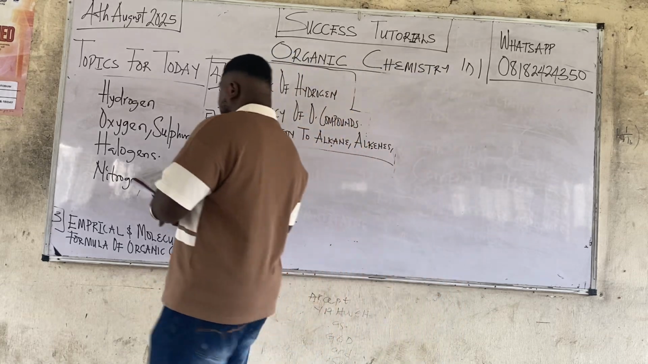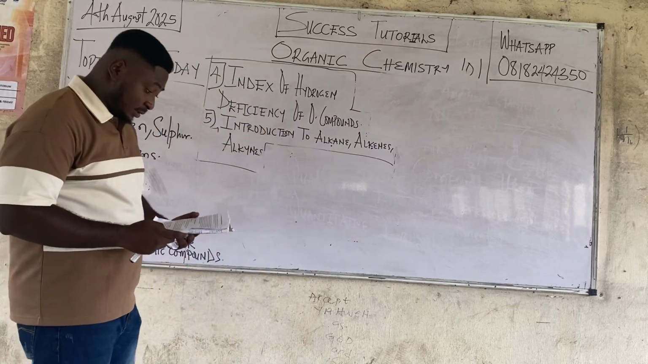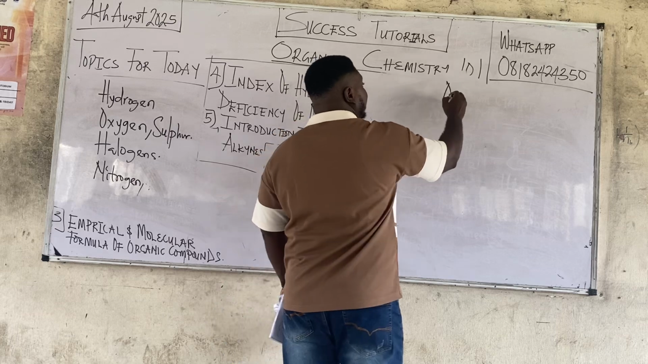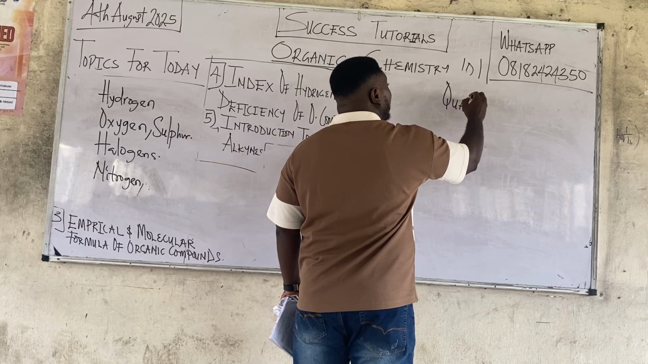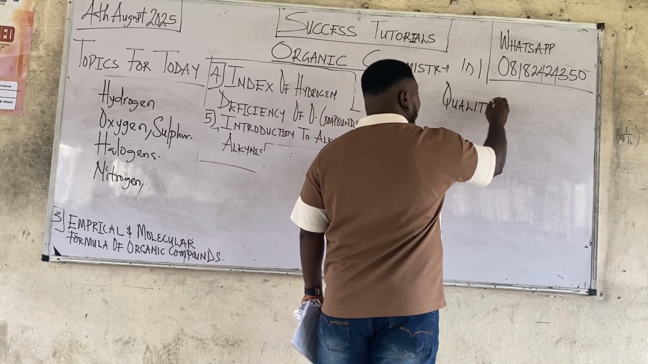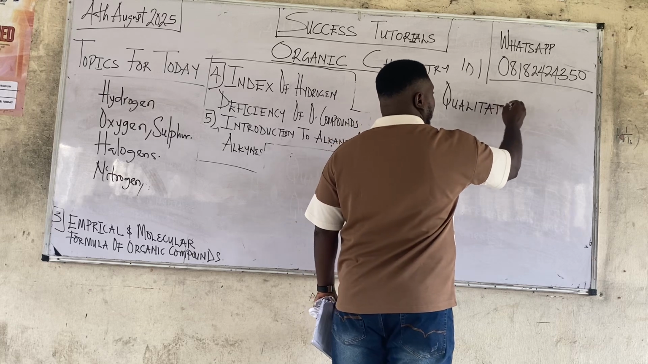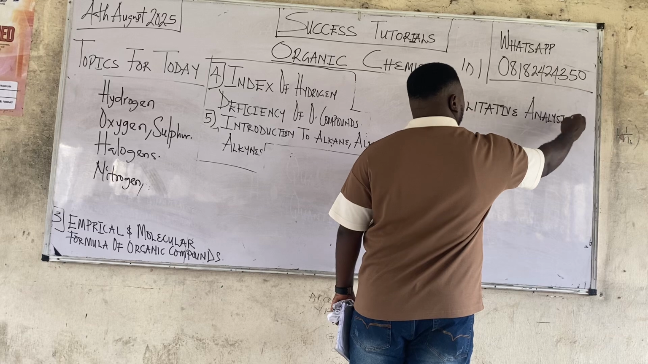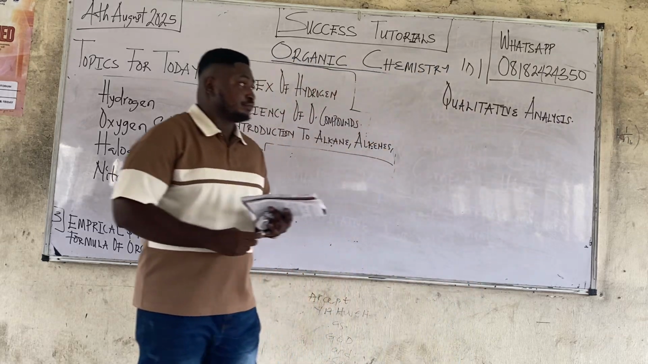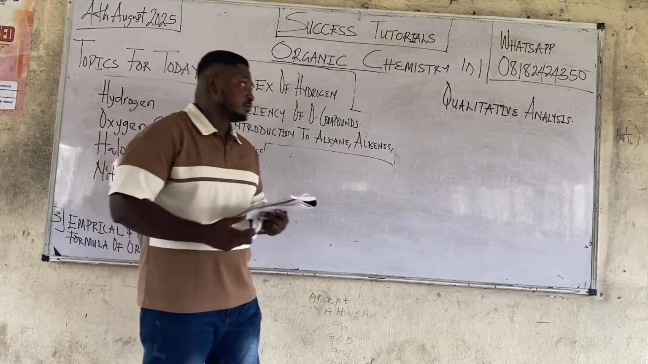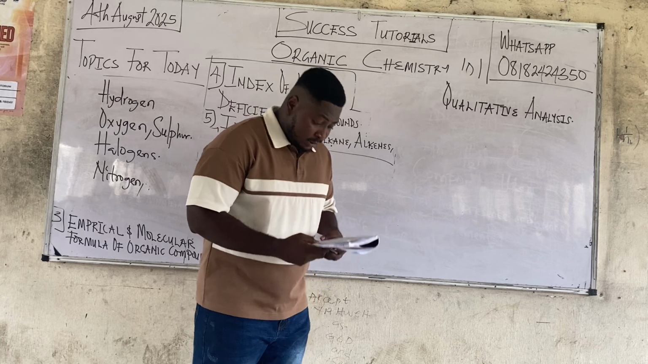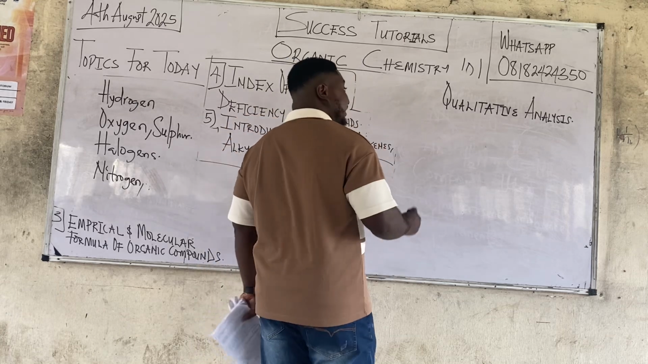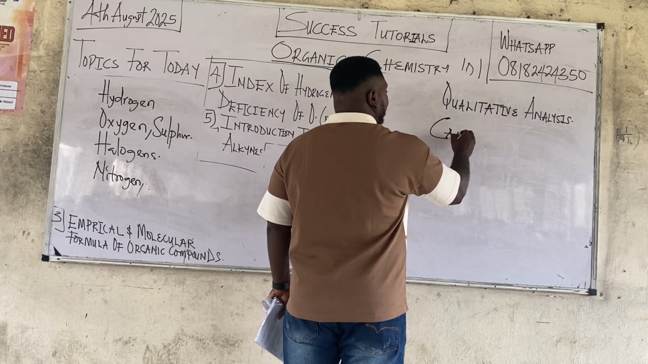We're talking about elemental analysis of organic compounds, and we said we will focus first on the qualitative. Because if the element is not present, there's no way we can calculate how much of it is present. So class, qualitative analysis of organic compound. First, the first two elements we look at are the boss, which are carbon and hydrogen.